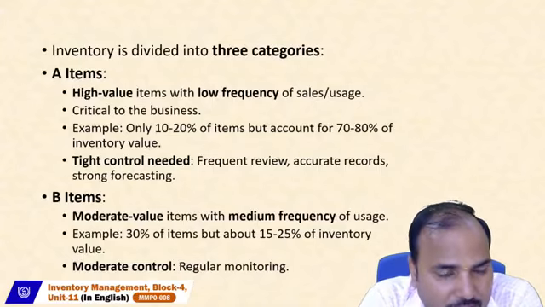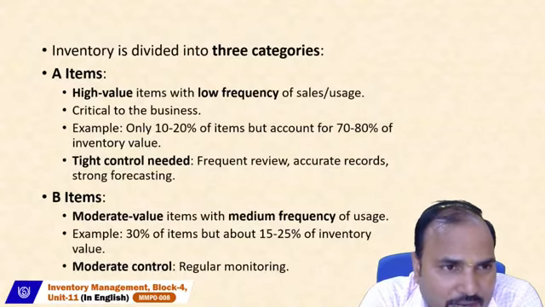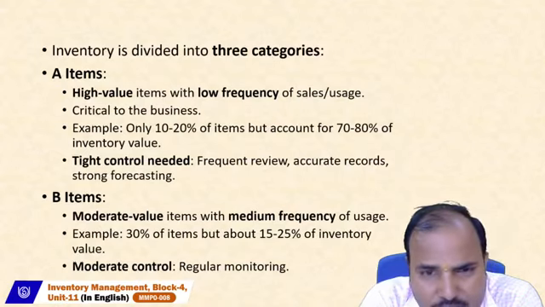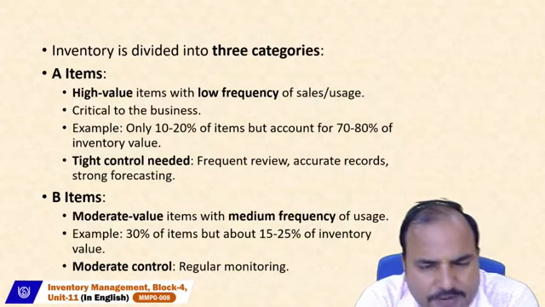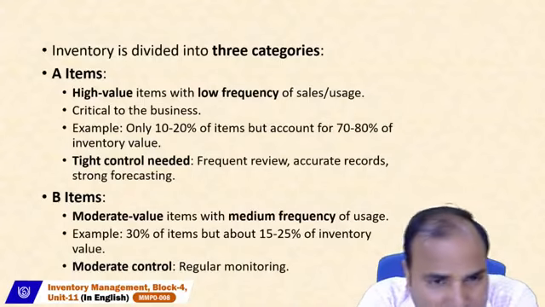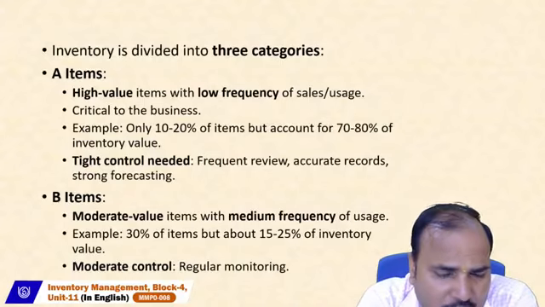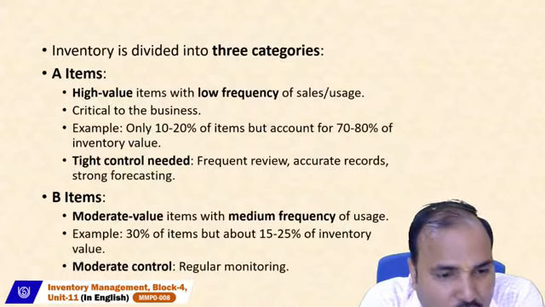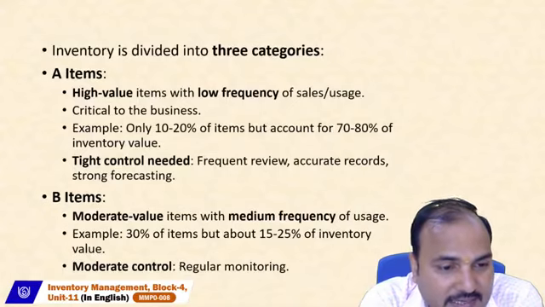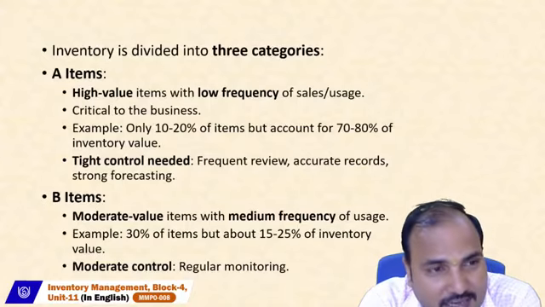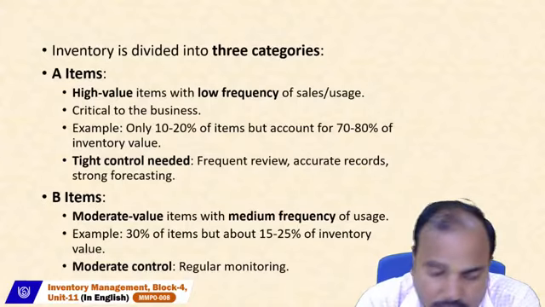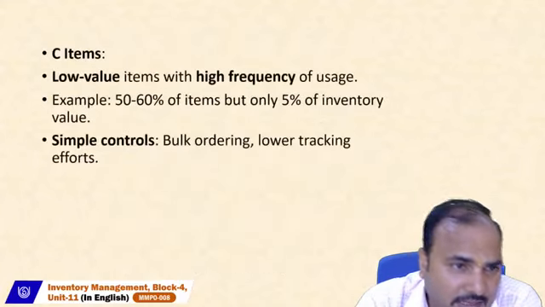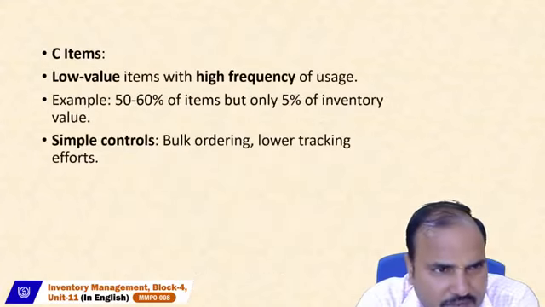Next, B category items. These have moderate value, with medium frequency of usage. For example, 30% of the items account for about 15 to 20% of the inventory value. Next is moderate control. The control should not be too tight as in the A category. Moderate control is required, and regular monitoring is required.